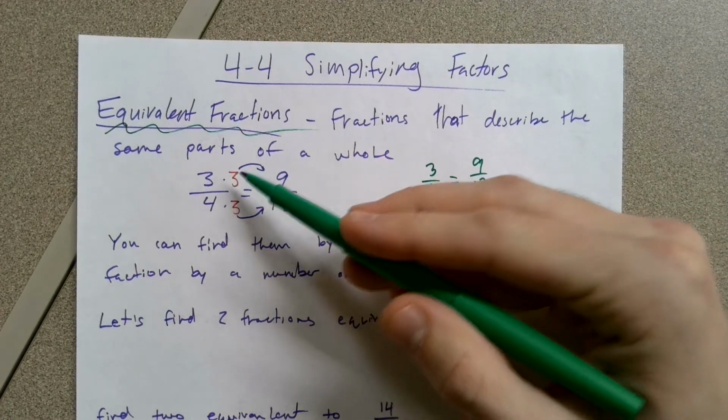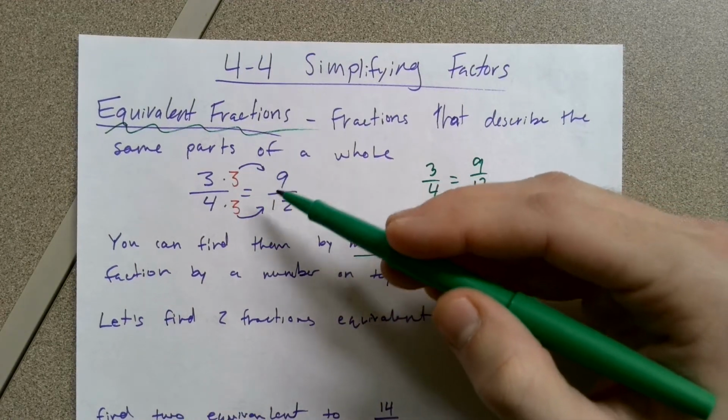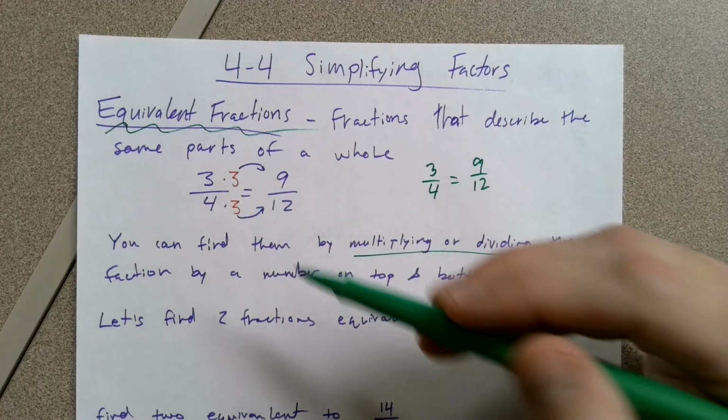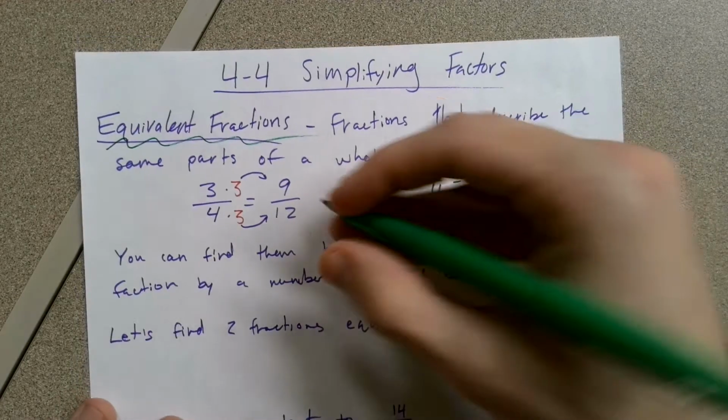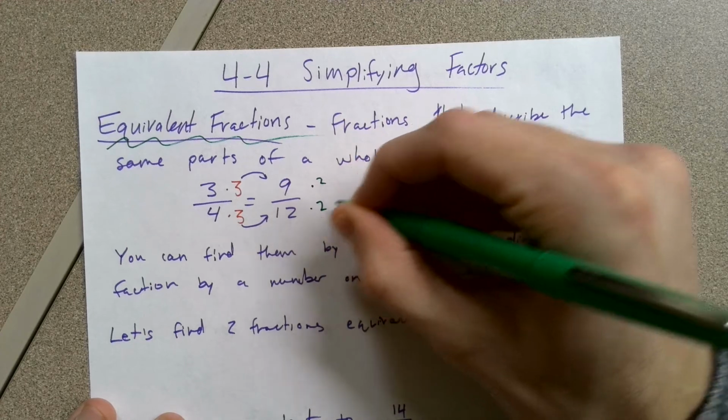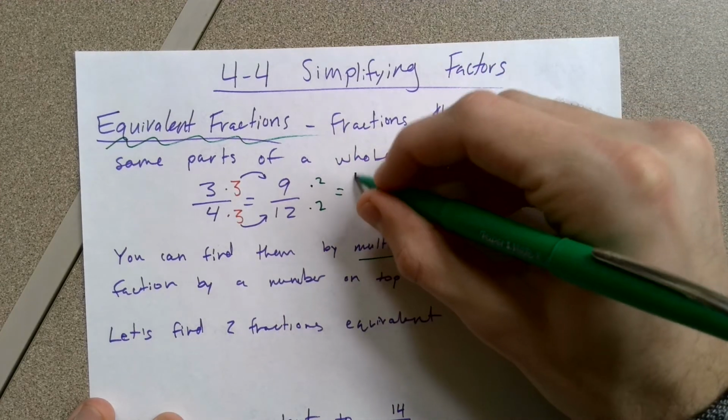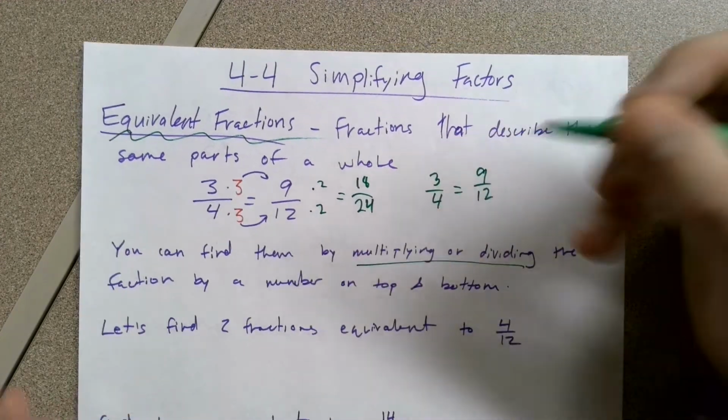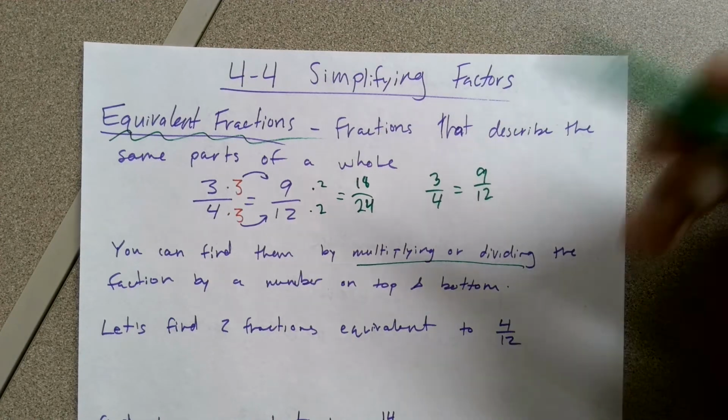So right here, to make 3/4 into 9/12, multiply the top by 3, multiply the bottom by 3, and it becomes 9/12. We could do that again. I could multiply that by 2 and make another equivalent fraction. That would be 18 over 24. Those are still equal to each other. They mean the same thing.